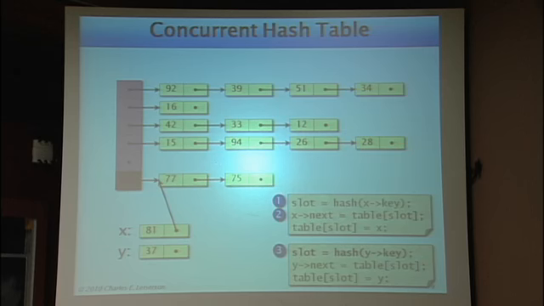Okay? Then y gets in the picture and it decides, oh, I'm going to hash, and it hashes to exactly the same slot. Okay? And then y makes its next pointer point to the head of the list. And then it sets the head of the list to point to y. So now y is in the list. Whoops. Now x puts itself in the list, effectively taking y out of the list. So rather than x and y both being in the list, we have a concurrency bug.